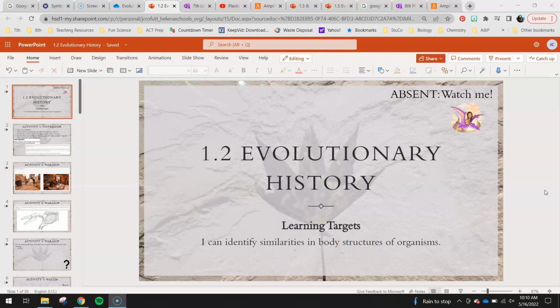So really in this first chapter, we're going to dig into how we can compare structures of different organisms throughout time to determine different relationships. Is one a common ancestor, or was one a descendant species, and are descendant species related to each other based on this common ancestor? That's going to be the essence of all of chapter 1. And then in chapter 2, we'll start looking at differences. Okay, so just to move on, your learning target today: I can identify similarities in body structures of organisms.